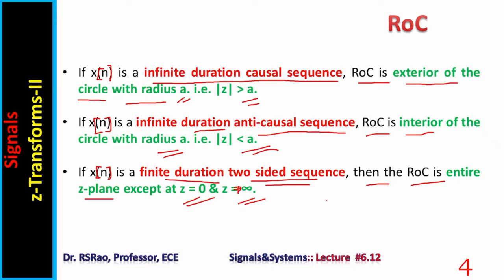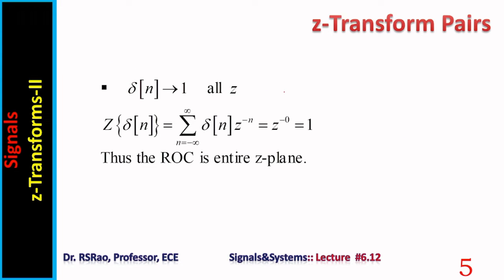In these two slides, this slide and the previous slide, one can find a connection between the nature of the sequence and the ROC. Once these points are in our minds, we can easily know and understand the ROC of a sequence without any calculations. Now let us move further and consider some standard, common signals to find their Z transforms.